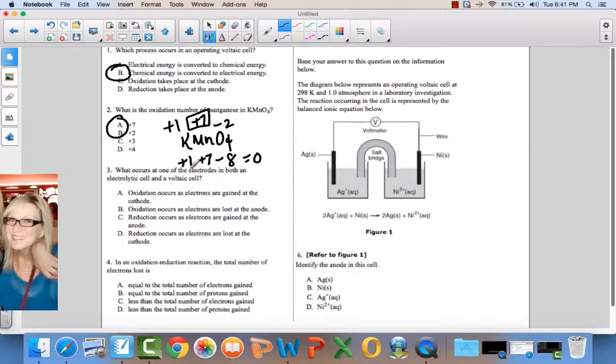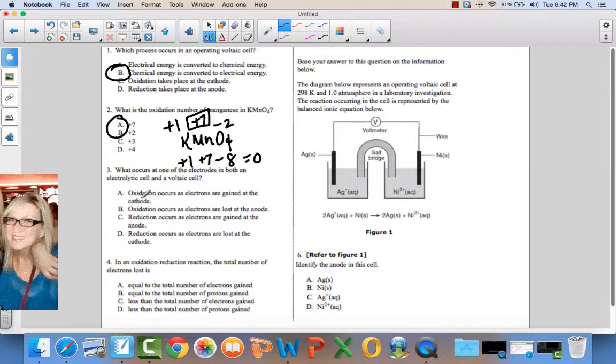What occurs at one of the electrodes in both an electrolytic cell and a voltaic cell? Well, the same thing happens. LEO says GER. Loss of electrons is oxidation, gain of electrons is reduction. And the same thing happens as far as red cat an ox. Reduction is at the cathode, anode is the oxidation. And in both of them, electrons always flow from anode to cathode.